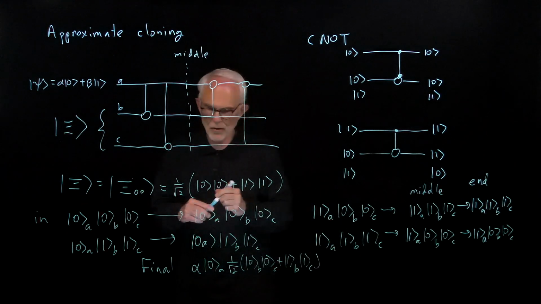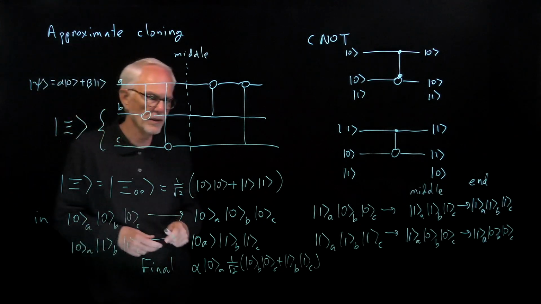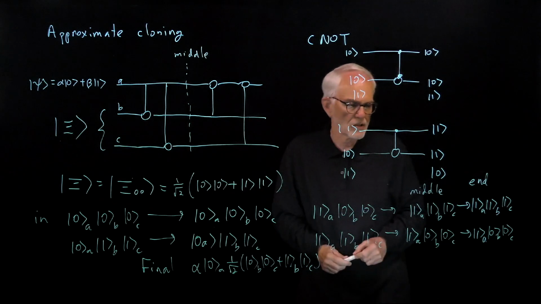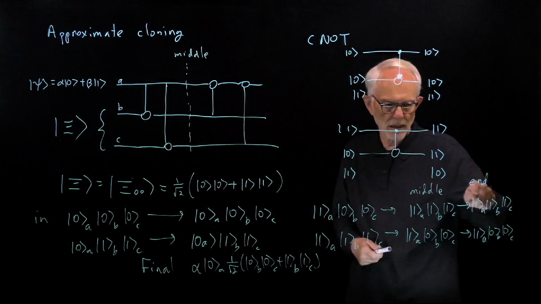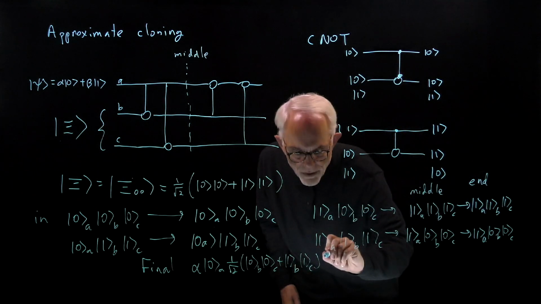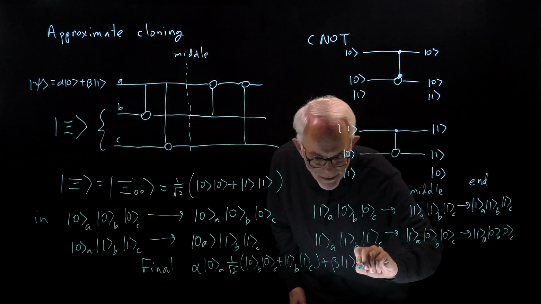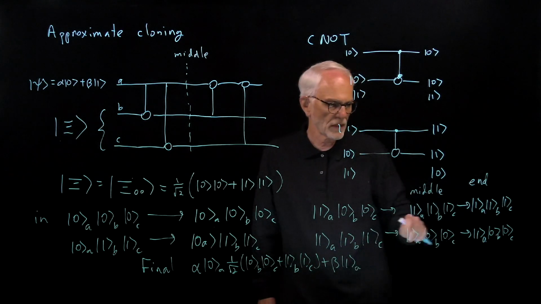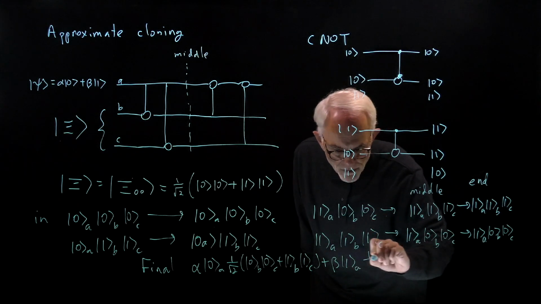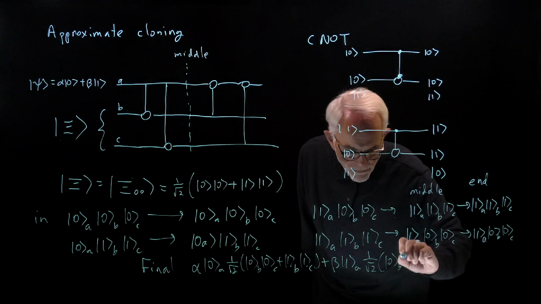Okay, so that takes care of the first term up here. What about the second term? So the second term is multiplying the 1, so that's these two. So we're going to have the 1 is common to both. So I'm going to have plus beta 1, okay? And you'll notice I'm going to have 00 plus 11 again. So I'm going to have 1 over root 2 times 0B.